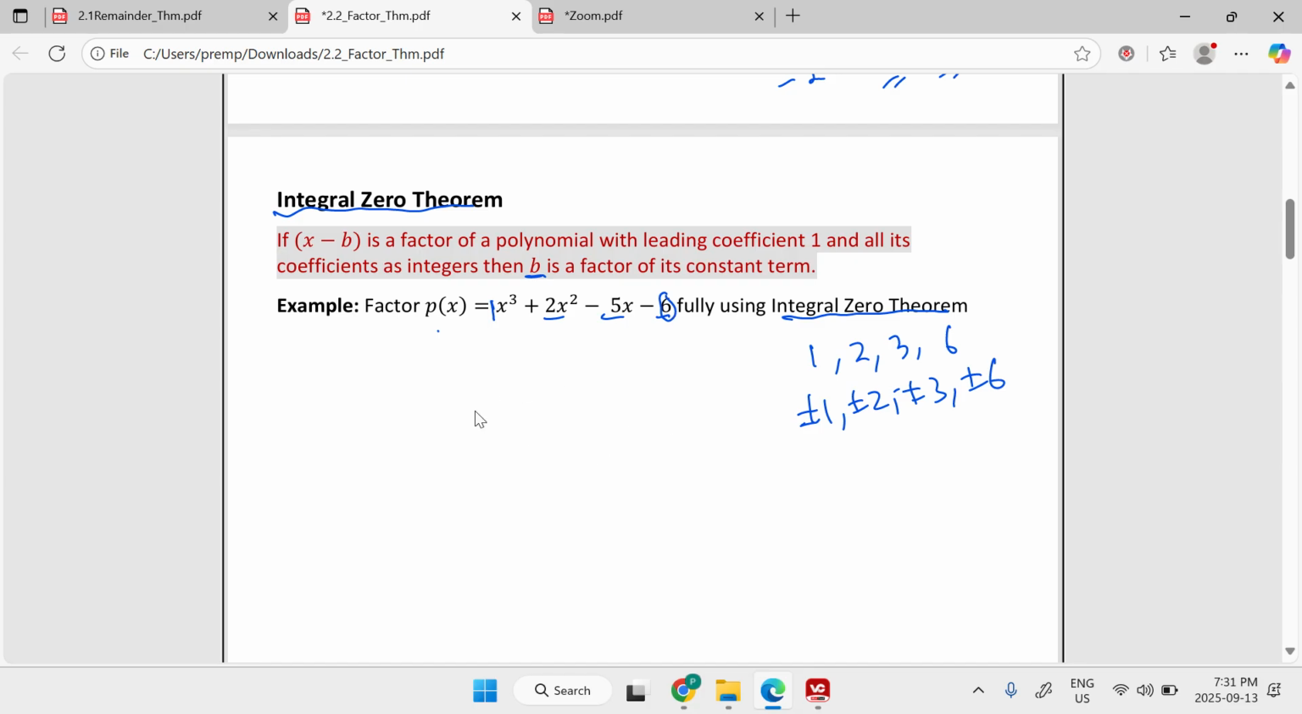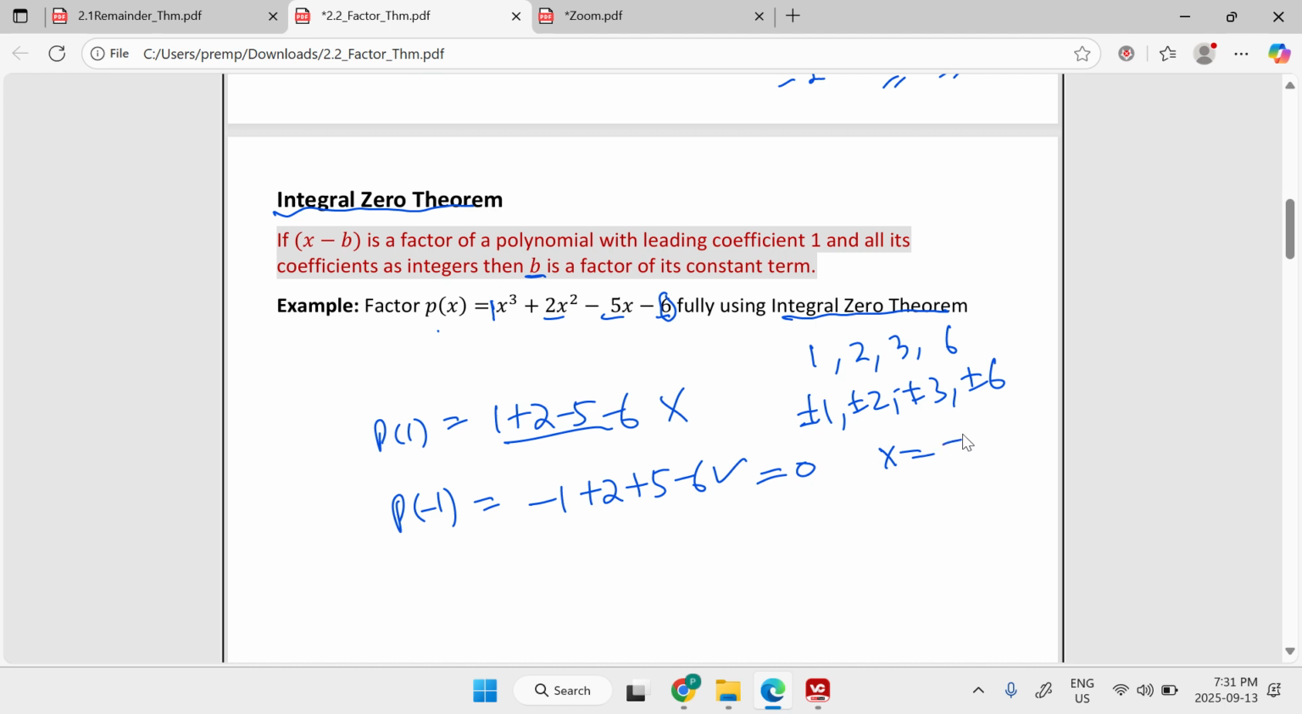So let me try with 1. So I will try p(1). P(1) will be equal to 1 plus 2 minus 5 minus 6, and it's not a factor. And then you do -1, so it becomes -1 plus 2 plus 5 minus 6, and your job is done. You can see you're getting value 0. That means x equal to -1 is a factor. That means x plus 1 is a factor of this whole polynomial.